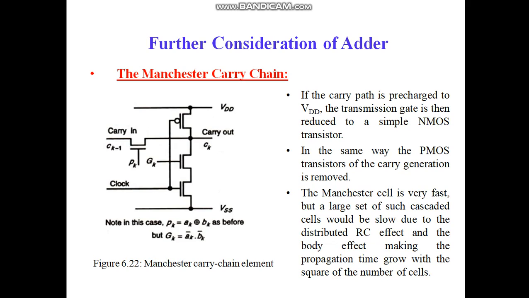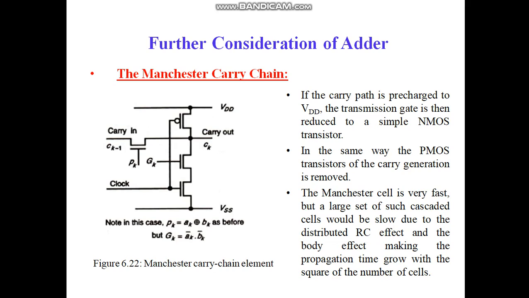A Manchester carry chain is used to overcome the problem of the previous circuit, where the carry in is propagated through the transmission gate, so the delay will be more. To overcome that problem, we can use this carry chain.